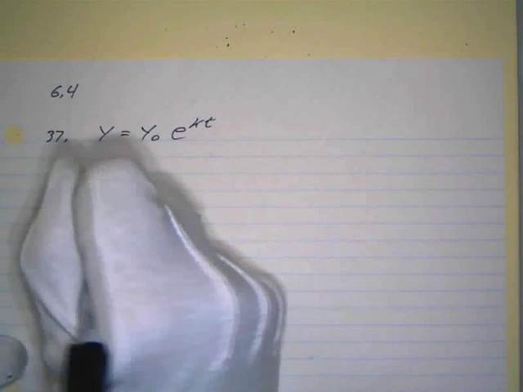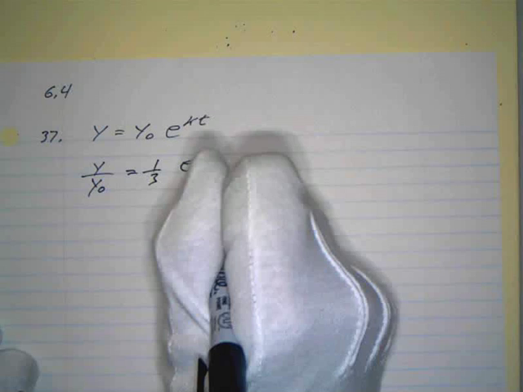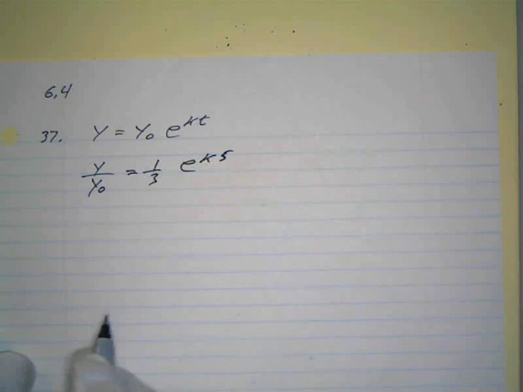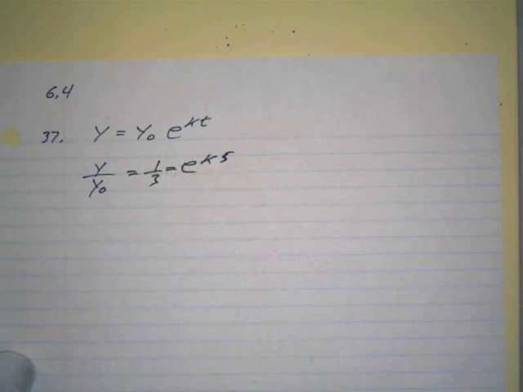Okay, and then number 37. Again, we've got our exponential form, and number 37 says, what is the half-life of a substance that decays to 1/3 of its original radioactive amount in 5 years? So we know in 5 years, the ratio of what I have to what I had is going to be 1/3. That's going to be e to the k times 5 years, which equals 1/3.